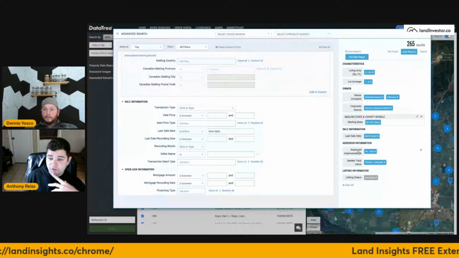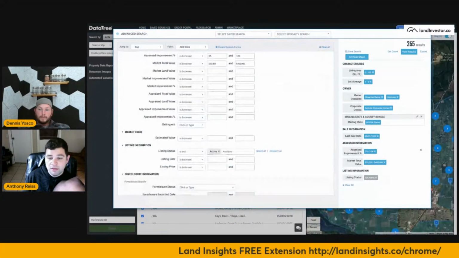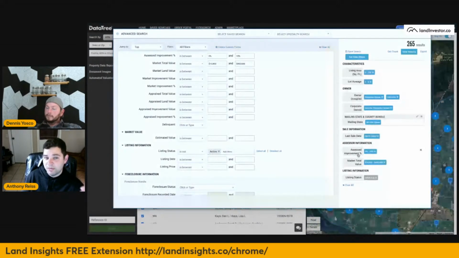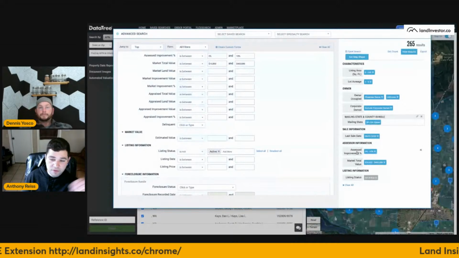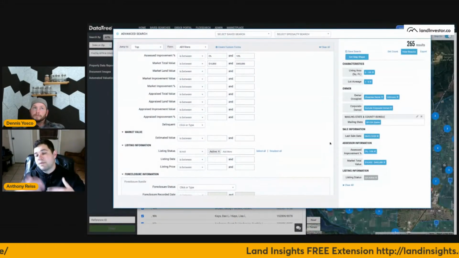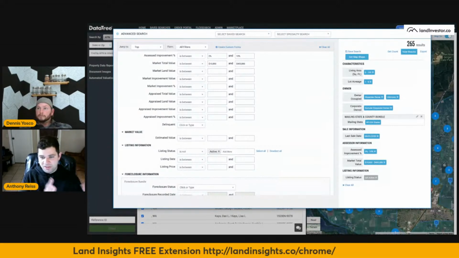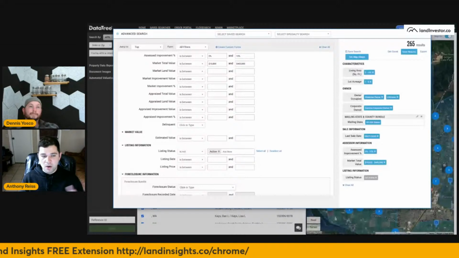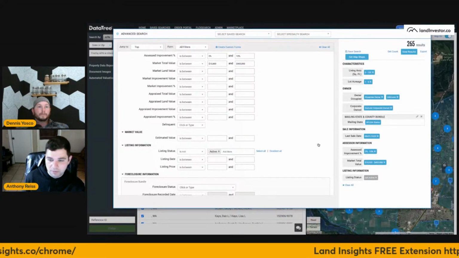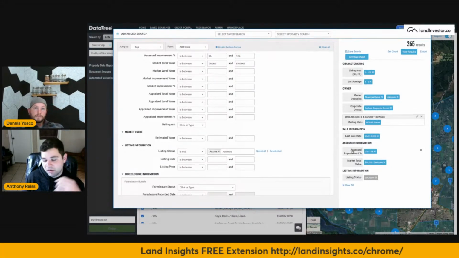So assessed improvement percent, definitely a good one. This does not always work in every area. These two, assessed improvement percent and market total value, need to be played with depending on the area. Assessed improvement percent is basically a rating by the county of how much that property has been improved. Generally, septics and wells will fall within that 10% range. So anything past that means there's some more serious development on the property, and that typically implies it's not just vacant land, or it's going to be a different story there.